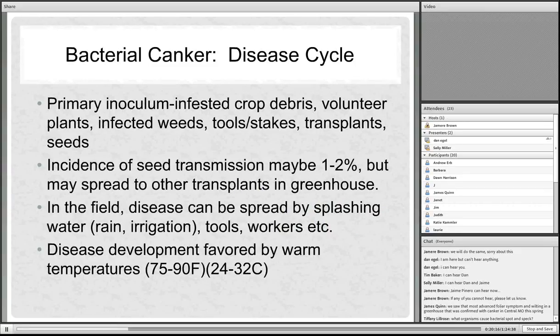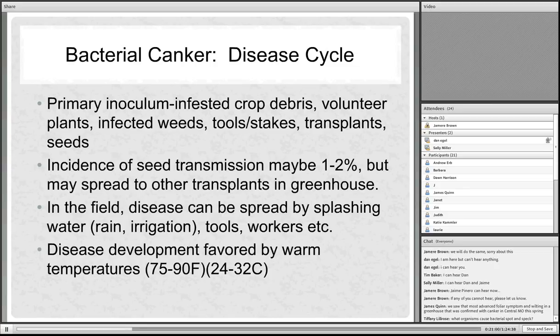The disease cycle then, primary inoculum: how does it get into my field is a question I get from growers. Infested crop debris. If there is improper rotation or improper fall tillage, it can certainly come from that debris, and that's the first thing to look for. Volunteer plants, whether from last year's crop or maybe somebody threw cull tomatoes in a field that was going to be used next year. Infected weeds. The bacterium can overwinter on infested weeds. We talked about tools and stakes, how the bacterium can be on those implements. Transplants are very important, whether raised by yourself or someone else. And then, all important, seeds.